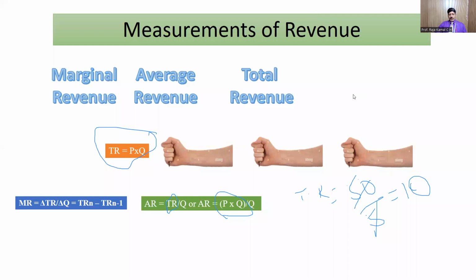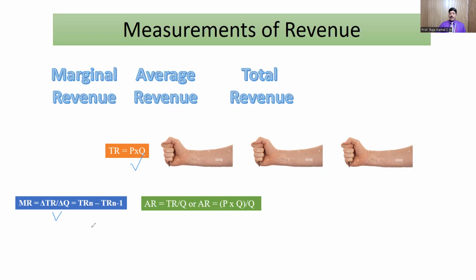So I hope you understand the concept of total revenue, average revenue and marginal revenue. In brief, total revenue is price into quantity. Five is the price, 10 units I sold, 5 into 10. And marginal revenue is the change in the total revenue divided by the change in the quantity.